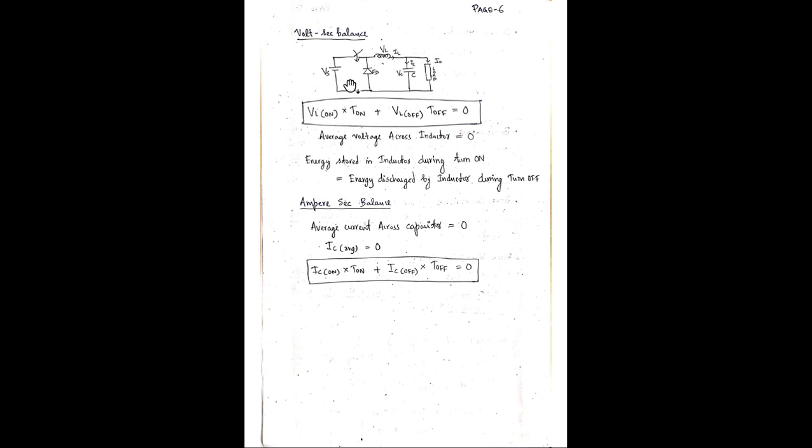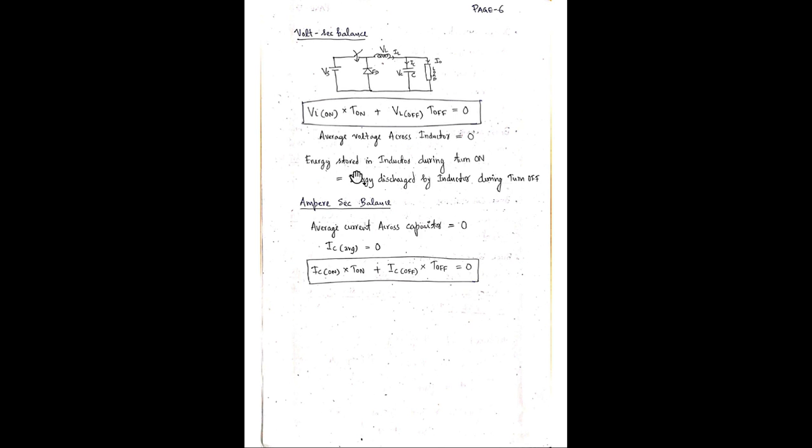Actually, during turn on, what will happen? This switch will be on. Due to this Vs, this inductor will be charged. Okay, and during turn off, what will happen? The switch will be off. So here no source is provided. So this inductor will be discharging across this load. So the charge stored during the turn on time will be completely discharged. All the charge stored in the inductor during turn on time will be discharged during the turn off time.